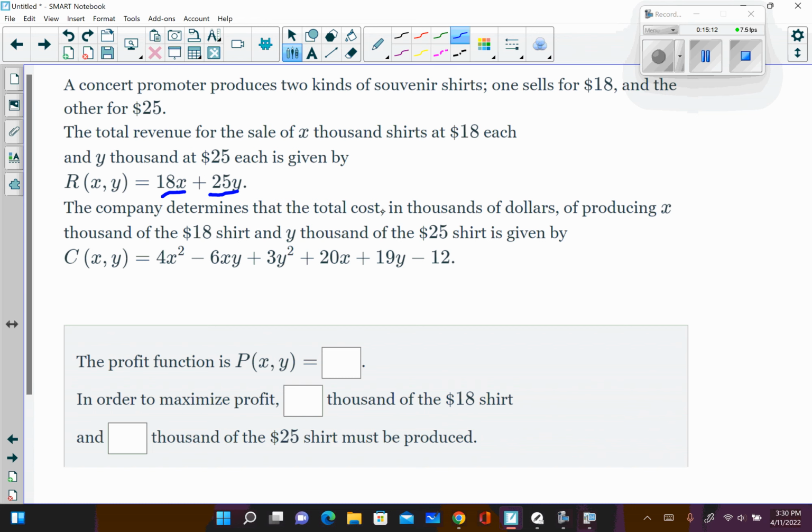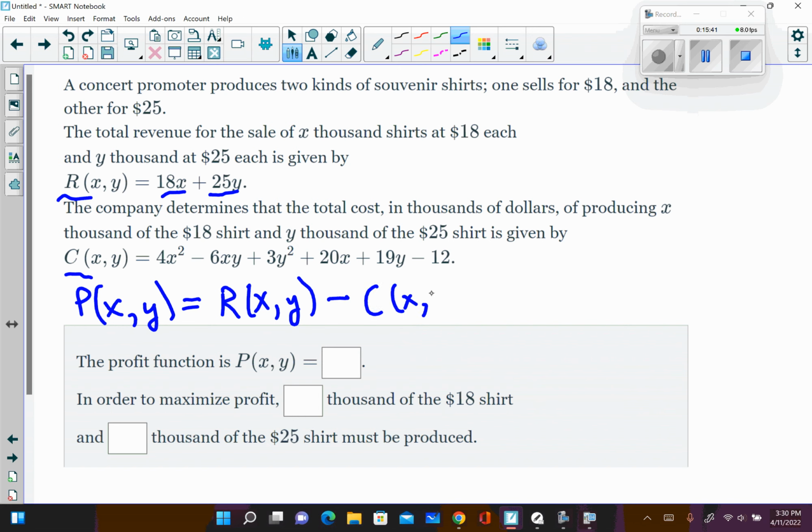And the cost in thousands of dollars of producing x thousand of the $18 shirt and y thousand of the $25 shirt is given by this. C is the cost, R is the revenue. Profit, the word profit means revenue, that's how much money is taken in, you get from your customers, minus your cost. What's left after subtracting is called profit.